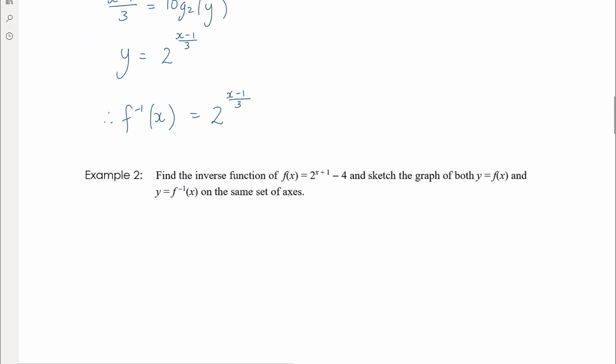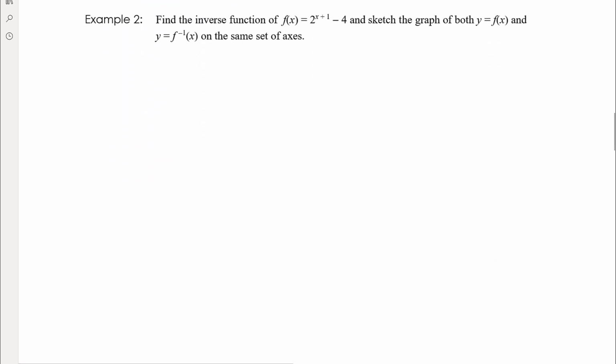Okay, example 2. Find the inverse function of f of x equals 2 to the power of x plus 1 minus 4. And hence sketch the graph of both y equals f of x and y equals inverse f of x on the same set of axes. Okay, so let's first of all find the inverse function.